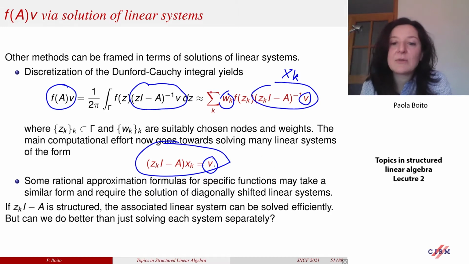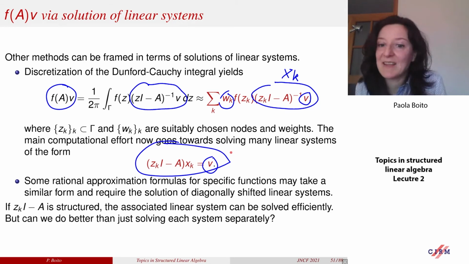So in order to evaluate this formula, I need to solve many linear systems, as many as the number of nodes I take on my contour. Many linear systems where the coefficient matrix is always different, but there's a close relationship between all these coefficient matrices because they're all diagonal shifts of each other. So the question we can ask is, certainly if our matrix is structured, and if its diagonal shifts are again structured, we can solve these systems in an efficient way. But can we avoid starting from scratch each time we solve a new system, and instead reuse part of the computations we have already done and find an efficient way of solving all these systems together instead of each of them independently?